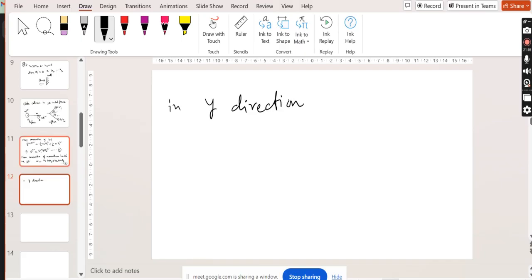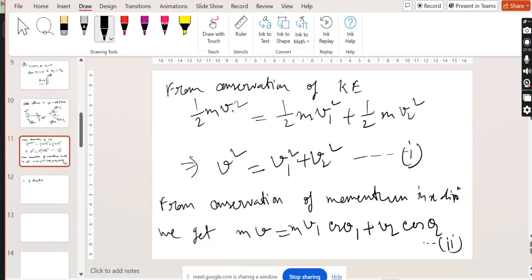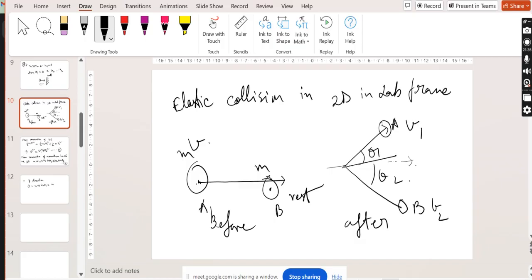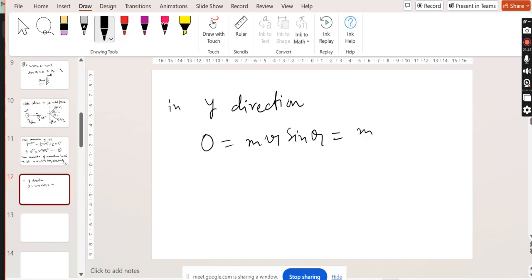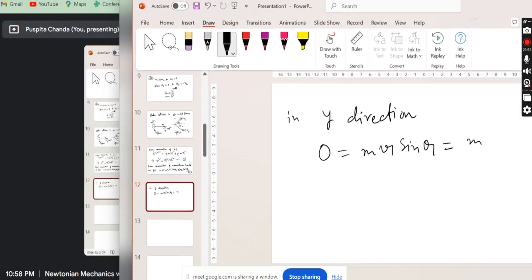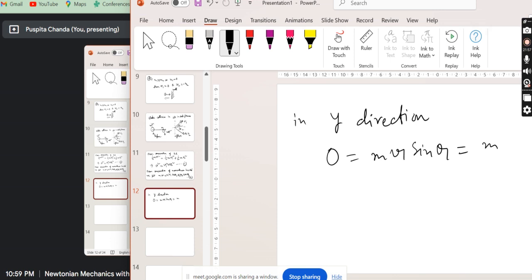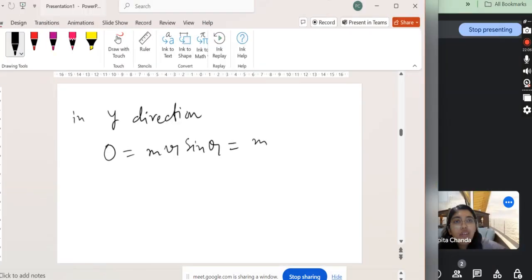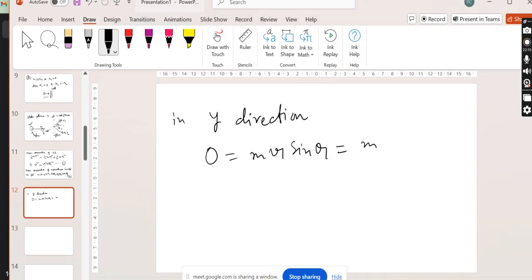we get, we can write m's here. M will be cancelled out. So in y direction, before the collision there was no component, and after the collision v1 sine theta 1, and both of them have x component in this direction. One has y component in positive y direction, and this has y component in negative y direction. So we have v1 sine theta 1 equal to v2 sine theta 2.